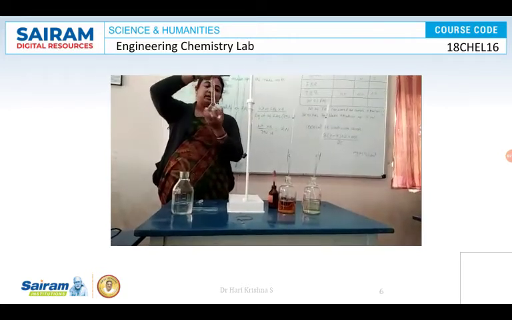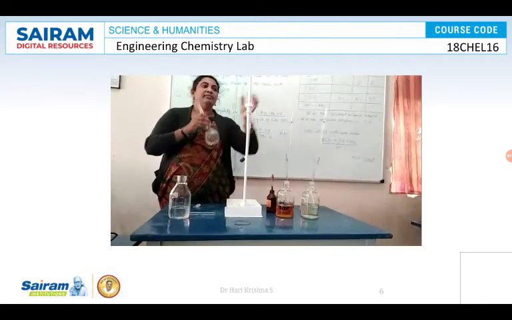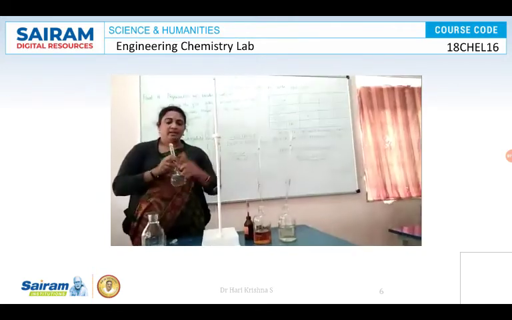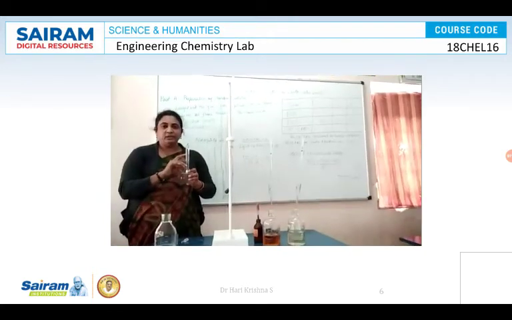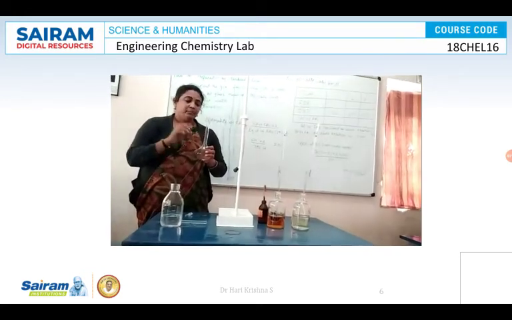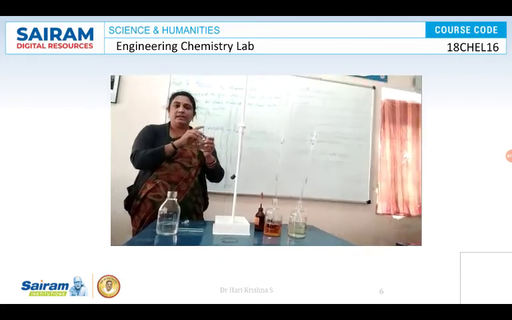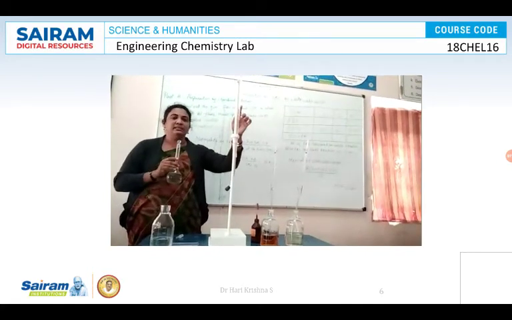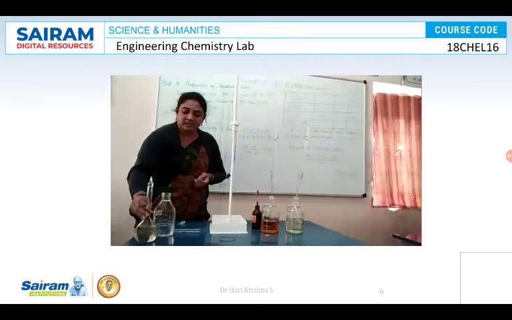After making up to the mark, you have to mix it very well and fill it in the burette. Very simple: weigh the salt, transfer it to your 250 ml volumetric flask, add one test tube of H2SO4, make up the solution accurately up to the mark, mix it well and fill in the burette. So part A is over.